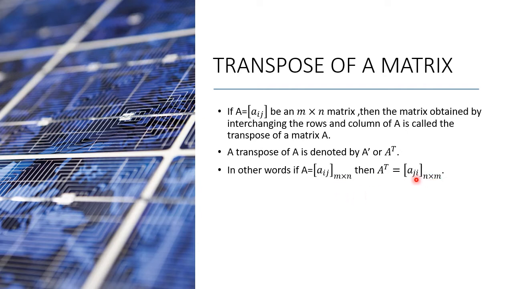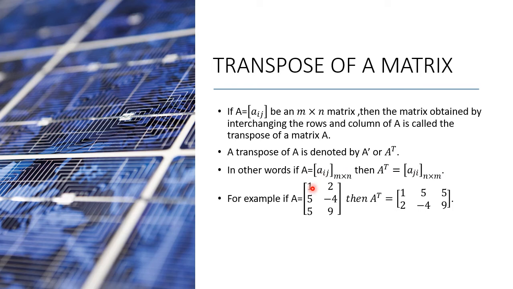That means the number of rows will be the number of columns and the number of columns will be the number of rows. For example, I have written here A = [1, 2; 5, -4; 5, 9]. Then what should be the A transpose? For A transpose, you have to write down the rows in the form of columns. That means 1, 2 here is a row, and we have written it as a column. So 1, 2. Then 5, -4 is a row, here we are writing it as a column. So 5, -4. Then 5, 9, then 5, 9. Okay, students. So in this way we have to find out the transpose of a matrix.